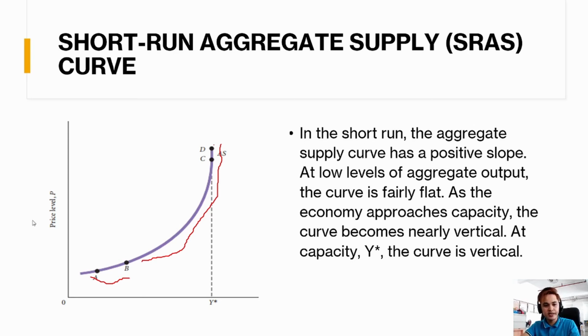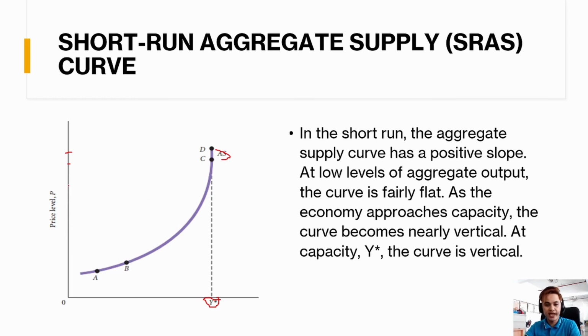Now at these points, C and D, the overall economy is using all its resources in producing output, meaning that the economy is at its capacity. When we say the economy is at its capacity, it means that any changes in the price will not affect our aggregate output.